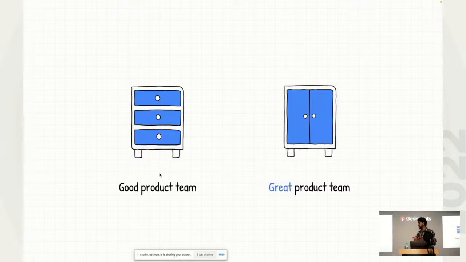On the right, there's a shelf. So a good product team would look like a bunch of drawers to you, whereas a great product team would be a shelf. Now, what I mean by this is that when you look at a drawer, you don't usually open all drawers at once, right? You open one at a time, which means you would do one thing, then close the door and move to the next.